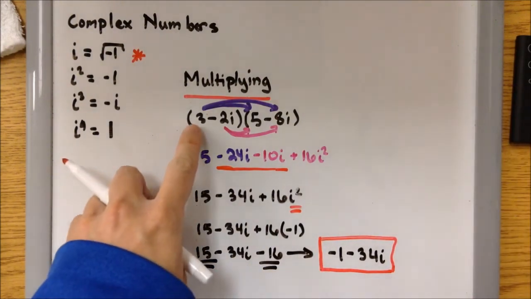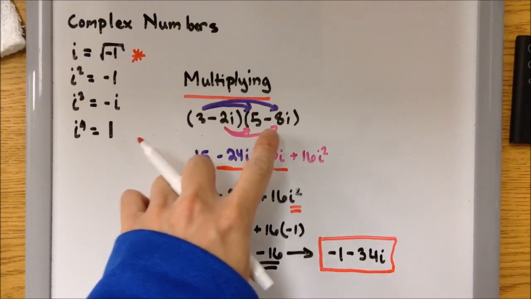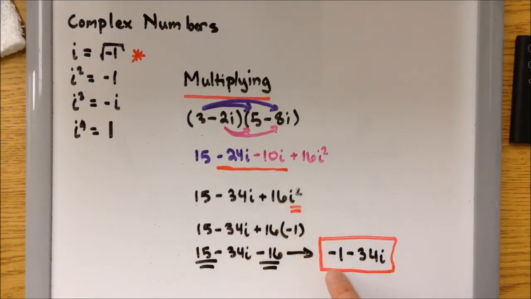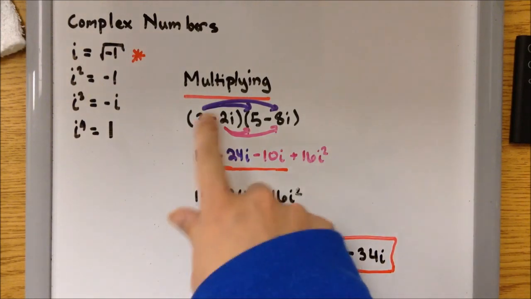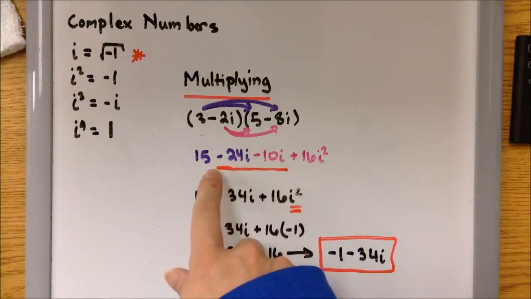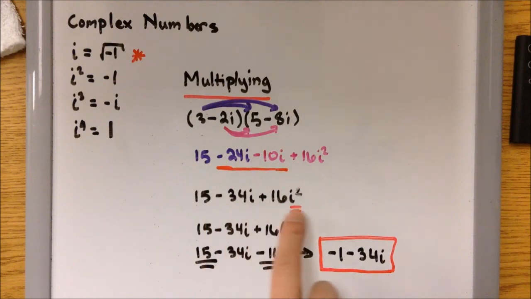So 3 minus 2i times 5 minus 8i will simplify to negative 1 minus 34i. And again, we got that by FOILing first, and then combining like terms, simplifying i squared to negative 1, simplifying again by 16 times negative 1 to negative 16, and then combining like terms again with real numbers to get negative 1 minus 34i.